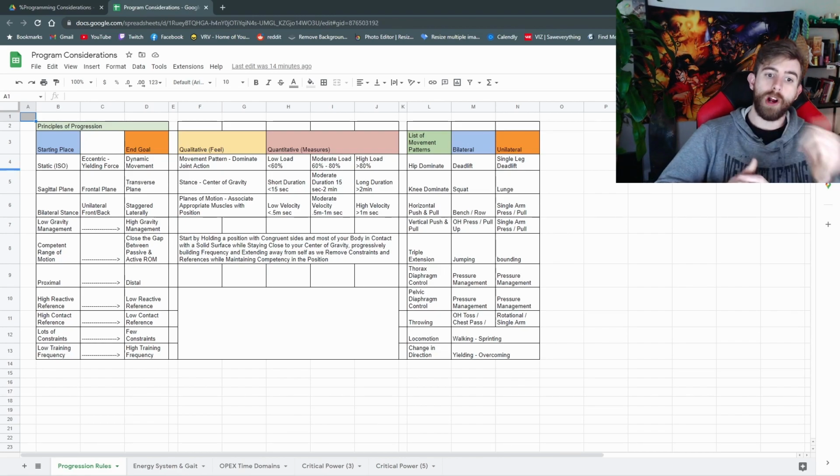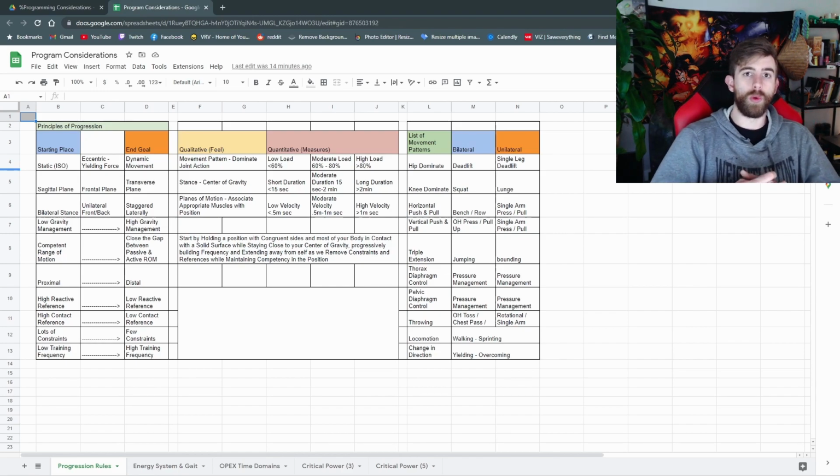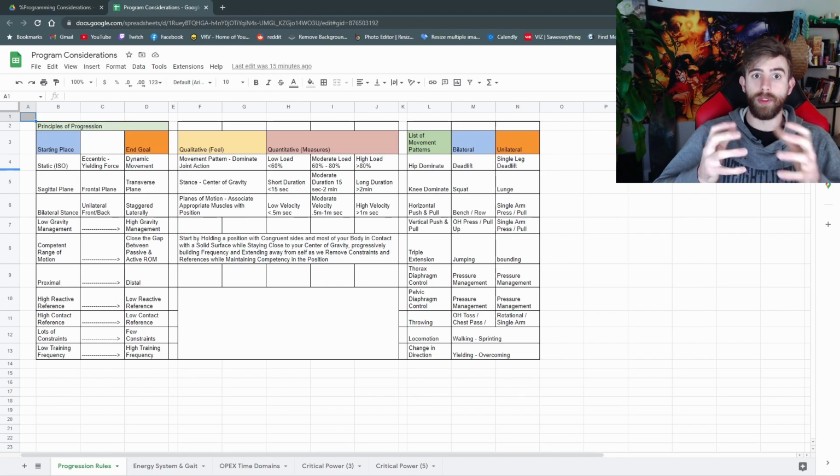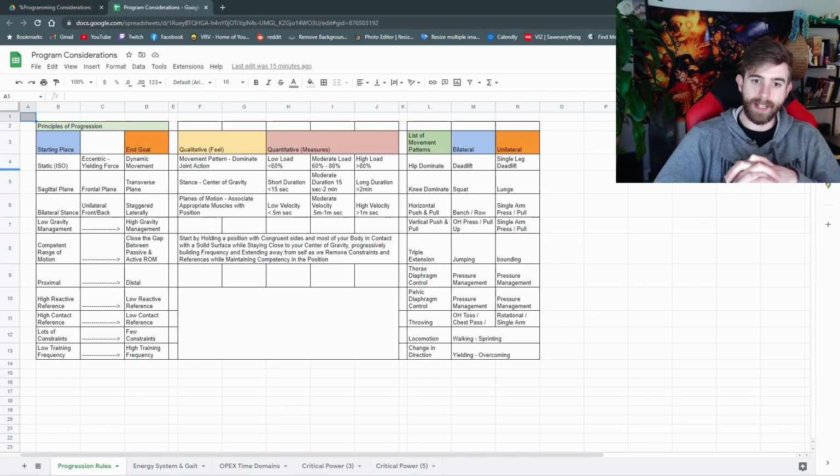Below that, we have proximal moving towards distal. So I'm going to be more successful with everything above if I'm able to start with whatever movement I'm doing with the center of gravity closest to the body. So something kind of like in CrossFit, we have a hollow hold, or in gymnastics, very similar.